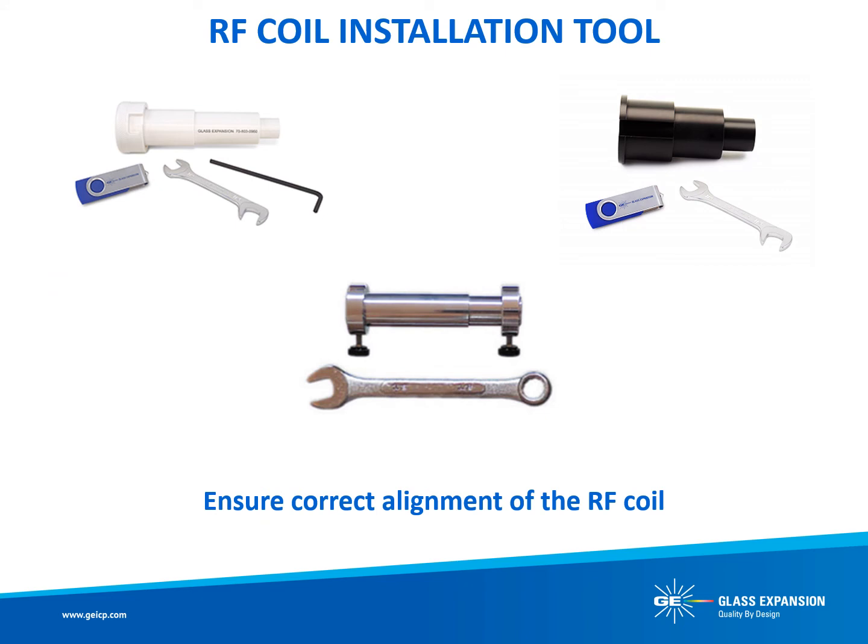In addition to RF coils, Glass Expansion also offers the proper installation kits. Glass Expansion's installation kits ensure correct alignment of the RF coil with respect to the torch body, which reduces devitrification on the outer tube. Each kit comes with the necessary alignment jig and tools, as well as a USB drive containing instrument-specific installation instructions, which saves you time and the cost of a service call.